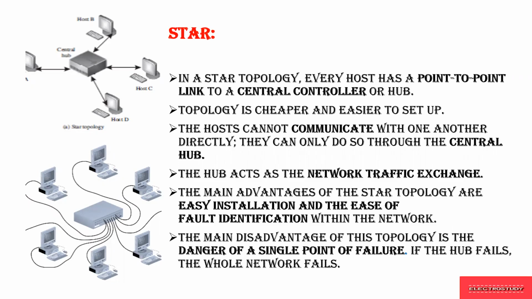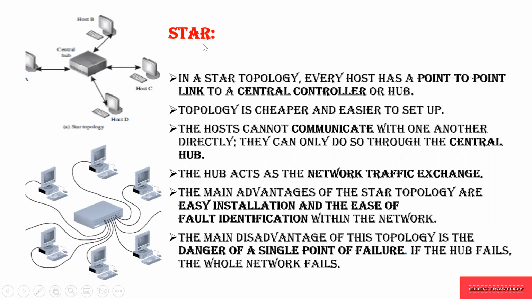So we use star topology, and the host cannot communicate with any other device directly. Only with the central hub can it communicate; it cannot do direct communication. Here, this central hub acts as the network traffic exchange. The central hub is responsible for seeing that not only one host is overloaded with traffic; each and every host is shared with data such that there is no traffic occurring between the hosts.